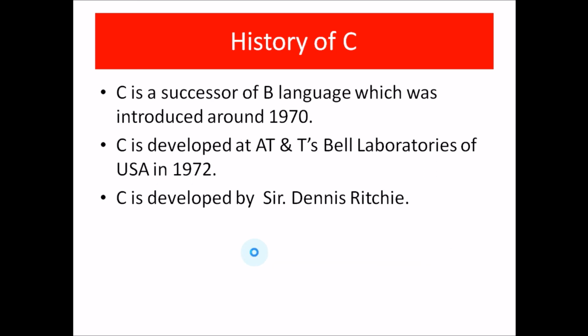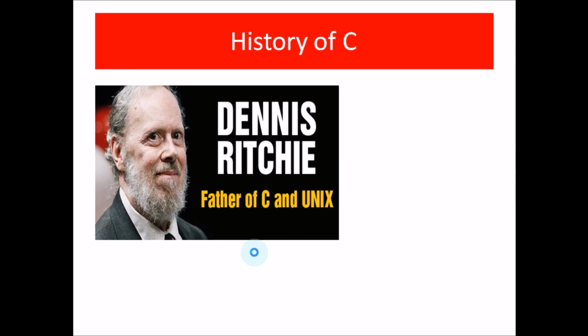Next, the history of C. C is a successor of the B language, which was introduced around 1970. C was developed at AT&T's Bell Laboratories in the USA in 1972. C was developed by Sir Dennis Ritchie. So he is the person, Sir Dennis Ritchie. In the late 70s, C began to replace the more familiar languages of that time like PL/I, ALGOL, etc. No one pushed C. It was not made the official Bell Labs language at that time. Thus, without any advertisement, C's reputation spread and its pool of users grew. So you can understand the beauty of C.